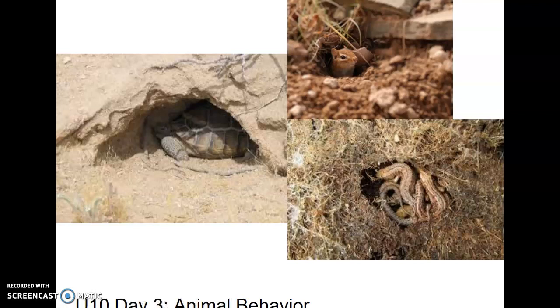Take a look at these various animals. What are they doing? It's a hot summer day. They're bundled up, hiding in the shade. Why is that?